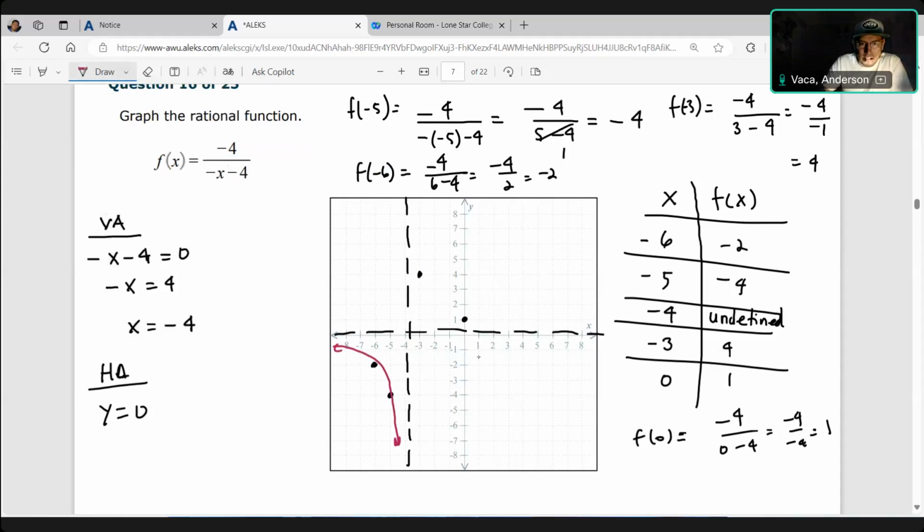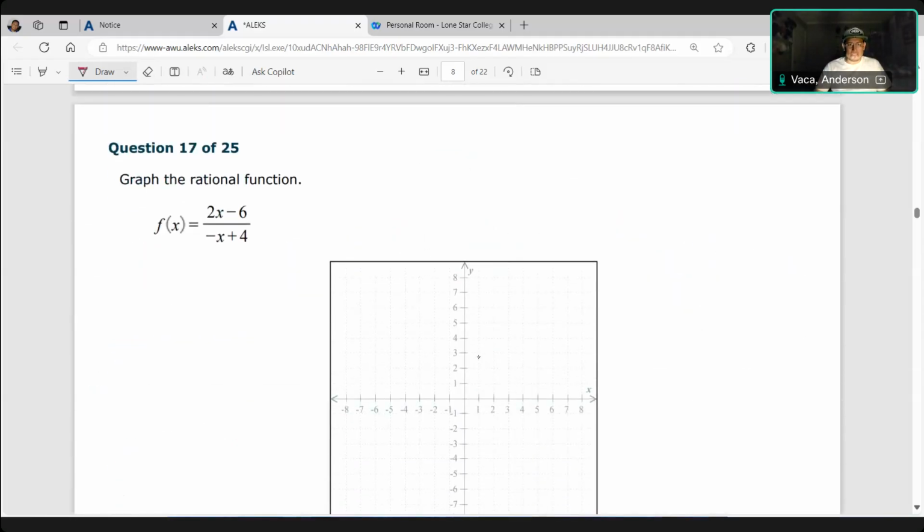This will be the branches that they, oh, of course, you get the idea, right? But once we know where the vertical asymptote will be located, I chose 2 x values to the left, 2 x values to the right. I plotted those points, and then we got to work. Okay. All right. Moving on.